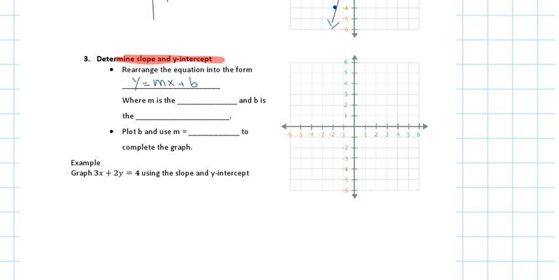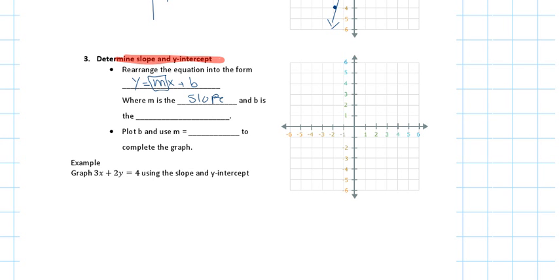What do we call m? What does m represent? M represents the slope of the line. And slope is rise over run, which is the steepness of your line. Okay? So we know that the slope is rise over run. So how much does your graph go up by versus how much does it go over by? Or it's the steepness. So how steep is your line?